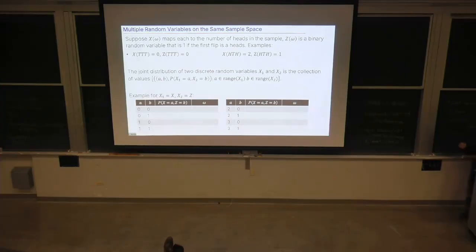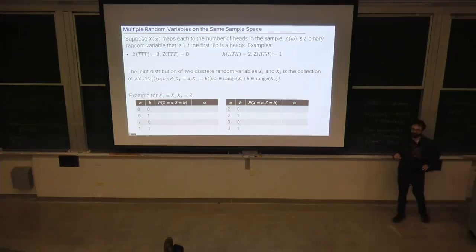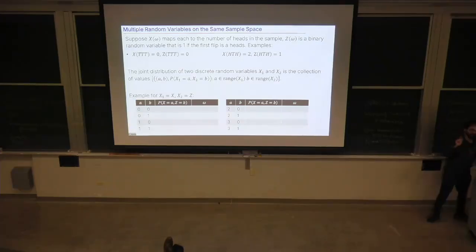It says 8 different possible flips. How many of them have 0 heads? 0 heads. There's just one. It's the all tails. The chance of that is 1/8 because 1/8 of the sample points match these 2 random variables. Okay, how about this one?